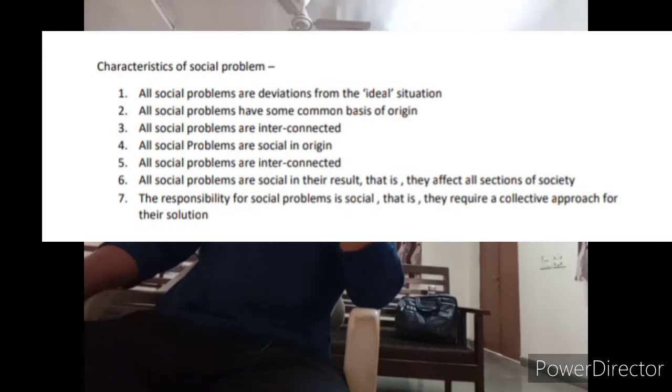I was reading a book called Social Problems in India. Ram Ahuja states 7 characteristics of social problems. First, all social problems are violations of the ideal situations. Second, all social problems have some common basis of origin. Third, all social problems are interconnected, right? So, due to modernity, various new social problems have been arising because of the changing nature of social agencies of social control, right?